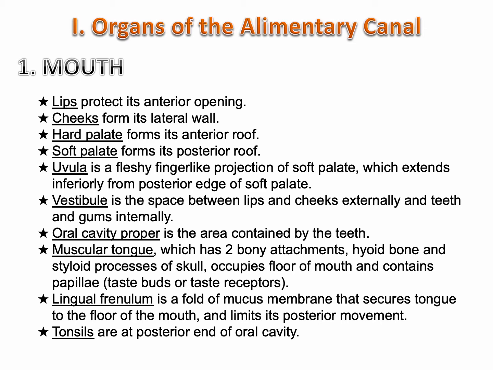Vestibule is the space between the lips and cheeks external and teeth and gums internal. Oral cavity proper is where the teeth is. The muscular tongue. It has two bony attachments, hyoid bone and styloid process of the skull. It occupies floor of mouth and contains papilla, important for taste sensation, the taste buds or the taste receptors.